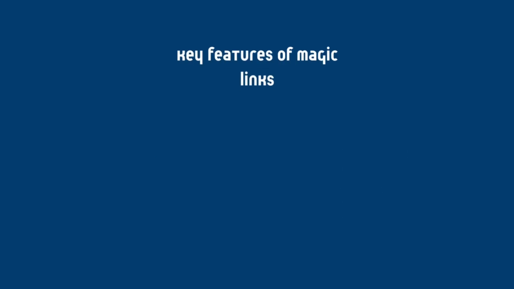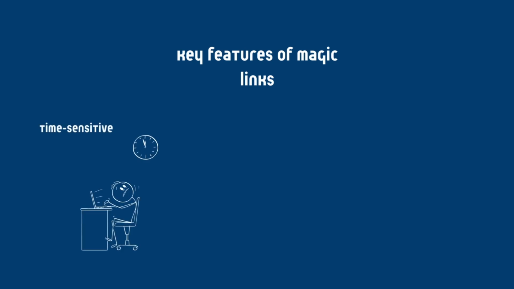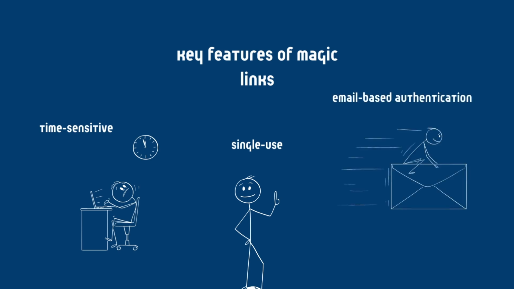There are key features to look out for when using magic links. It's time sensitive. That means it's typically valid for a short period of time, either 5 to 15 minutes, and after this the link expires for security reasons. Also, the link can usually be clicked only once. After it's used, it becomes invalid, ensuring that even if someone gets hold of it later, it won't work. And lastly, since the link is sent to your email, the security of this method depends on the security of your email account as well.